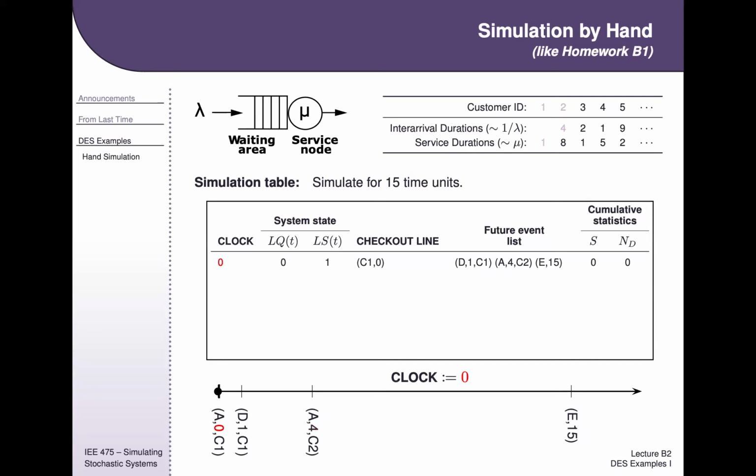We fill out the row and say that's time 0. That's everything that happened at time 0. Nobody's in the queue. 1 person's in the server. We've had 0 on the cumulative statistics, and that's our FEL. That's how we processed our first arrival event. And now we're going to go on and process this next departure event. Questions on that first row?